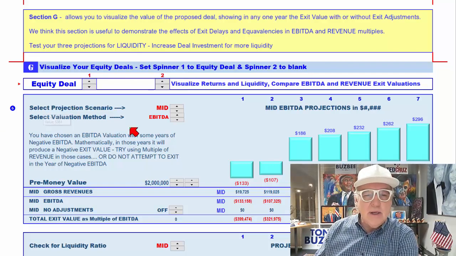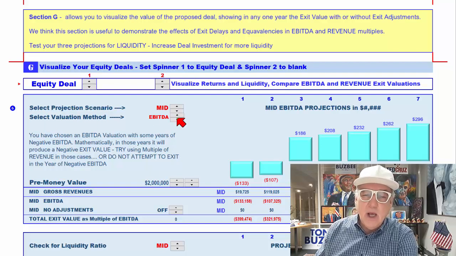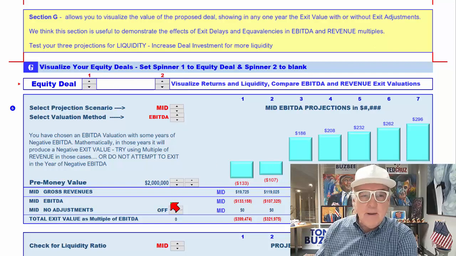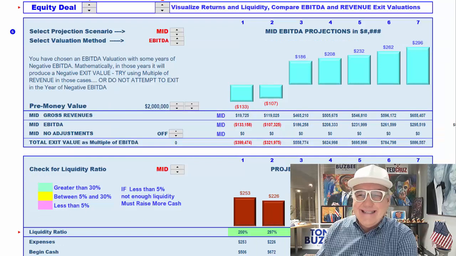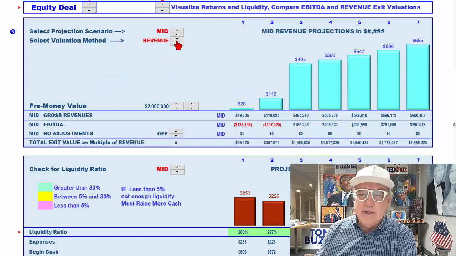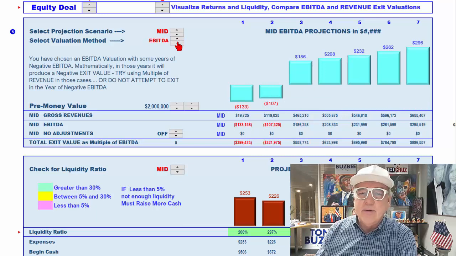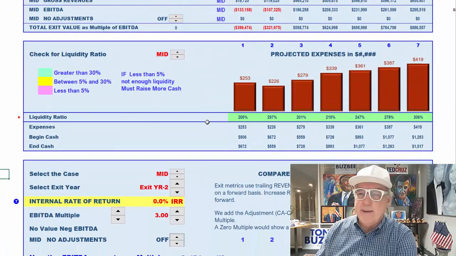All right, so I want you to look at what's going on here. We have the midsection or the mid case. We're using a multiple of EBITDA. And I'm going to move this up a little bit so that we can see it. And when we go here we can play the EBITDA game and we can see what the EBITDA looks like. Or, see, this is revenue and this is EBITDA. Now let's go down here and take a look at our liquidity because this is actually the important part.